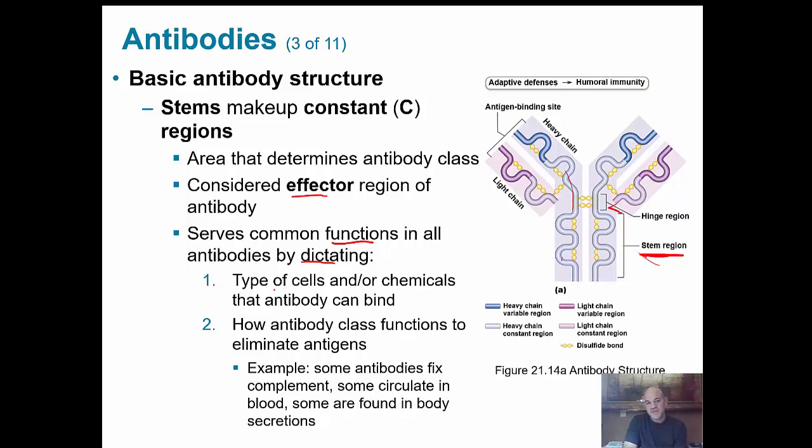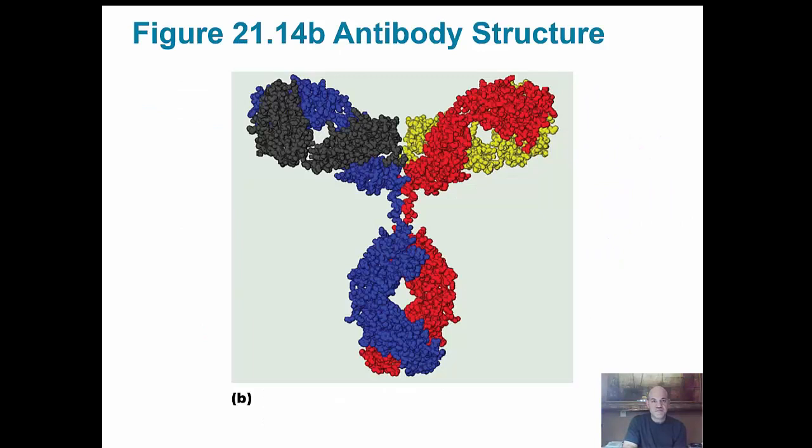The function is going to depend on the type of cell and/or chemicals that the antibody can bind to. It also includes how antibody classes function to eliminate antigens. Some examples: some antibodies are going to fix complement, others circulate in blood, and some are going to be found in body secretions. So those things are influenced by the type of stem that we have.